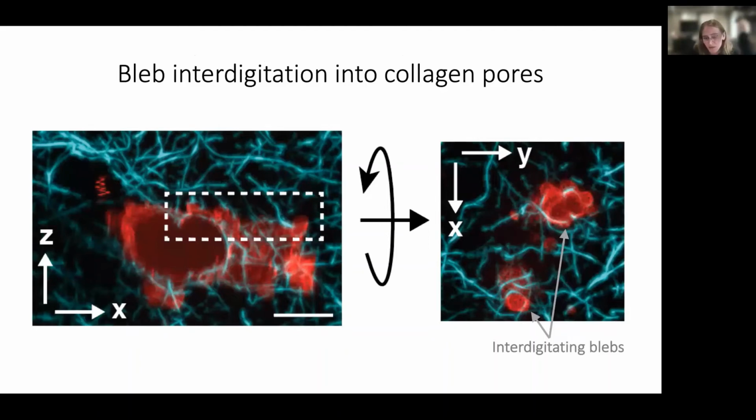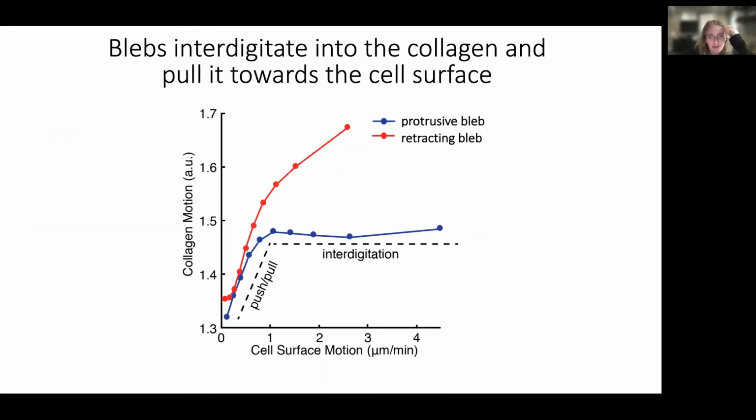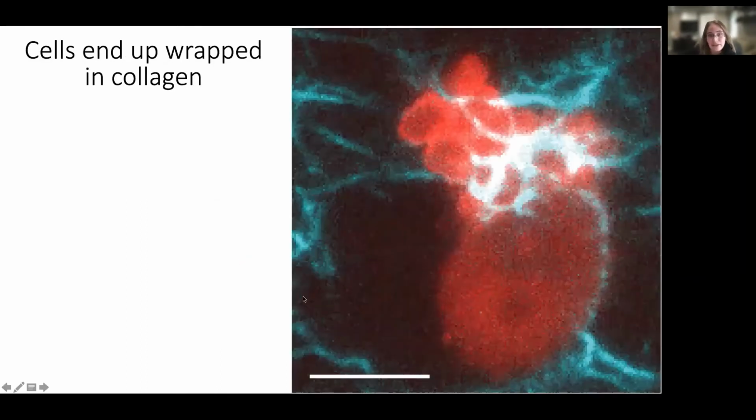which was known before. We knew that blebs could do this. But surprisingly, we found that retracting blebs do not simply snake their way back out of the collagen, right? We lose that interdigitation regime for retracting blebs. Instead, the retracting blebs are to some extent grabbing the collagen and pulling it back to the cell surface, okay? Then the cells end up wrapped in collagen, probably in part held there by the glycocalyx.